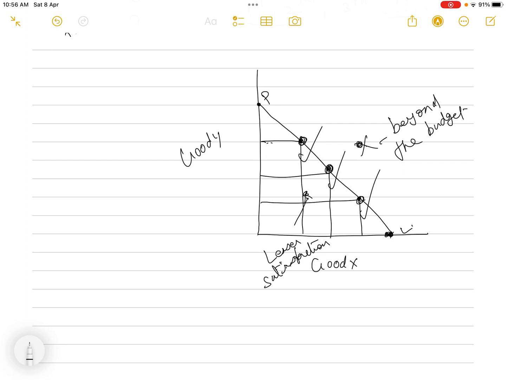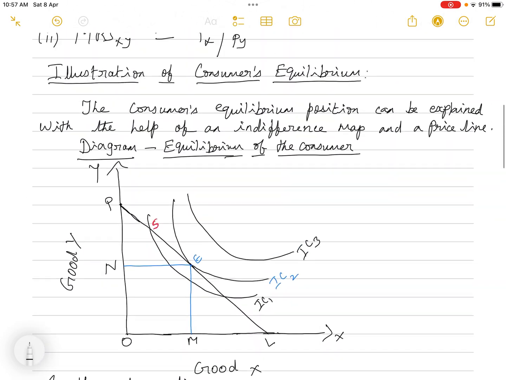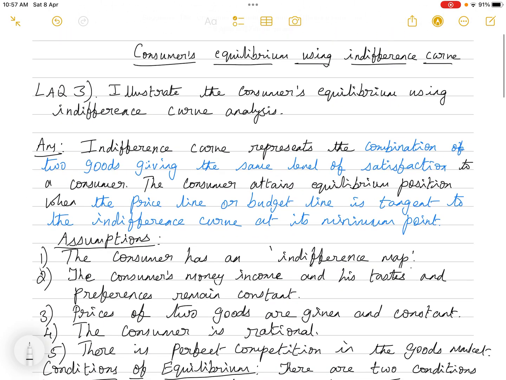Now we have to combine both the indifference curve as well as the price line. Then we have to check how the consumer attains equilibrium. We already know the indifference map, isn't it? So if you combine both, we will find out how the consumer attains the equilibrium position. Okay, so this is how the consumer attains the equilibrium position. Now let us move on to the answer.